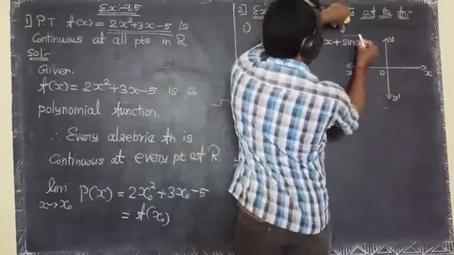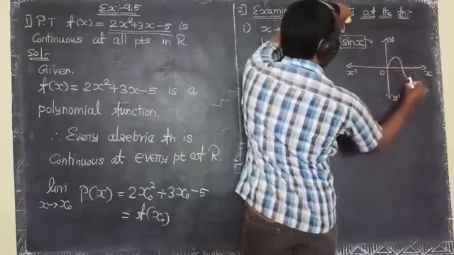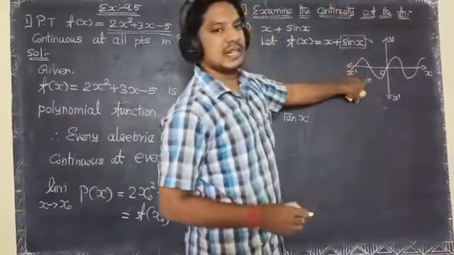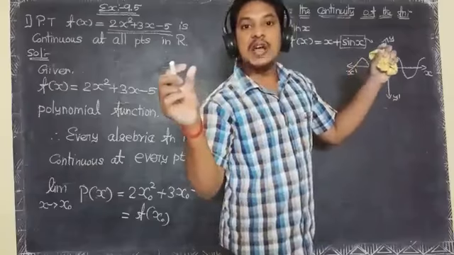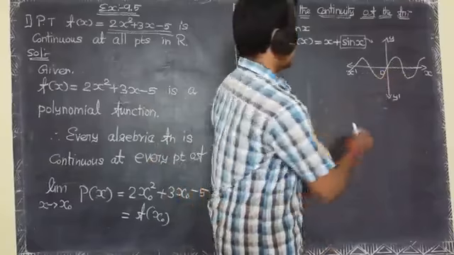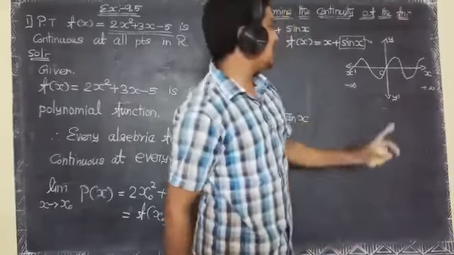Sin x is an odd function. Odd function, therefore the curve passes through the origin. Here, the given curve, that is sin x, is continuous at every point of capital R, that is real numbers, minus infinity to plus infinity.